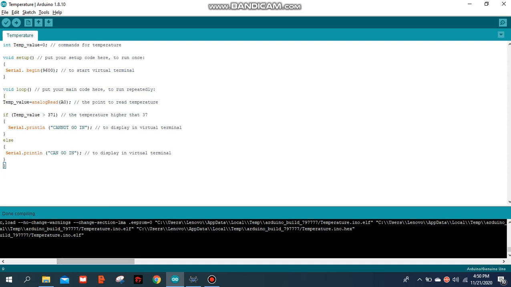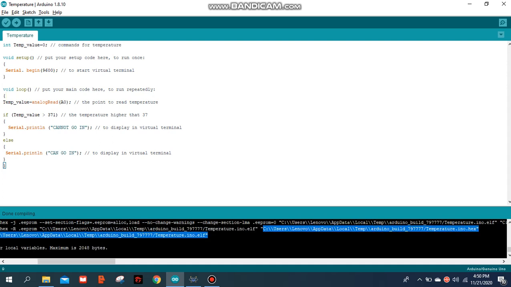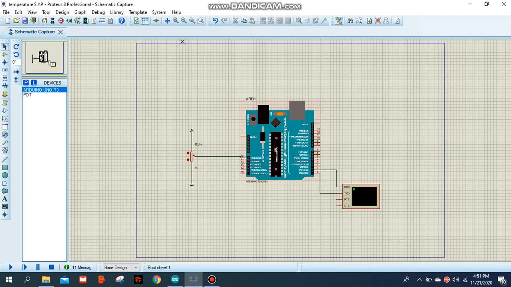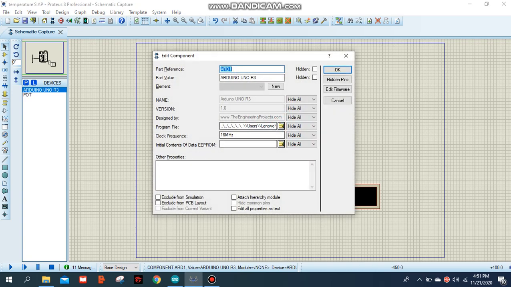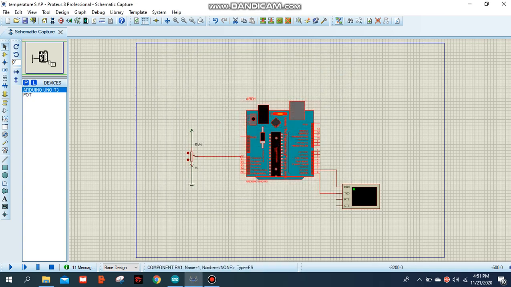So I need to find the head file. So here is the head file. So I need to copy it. And here is my temperature in Proteus. So this is my Arduino. I will put it in here. From the Arduino that I have copied, I put it here. Alright, okay, and then I will run.